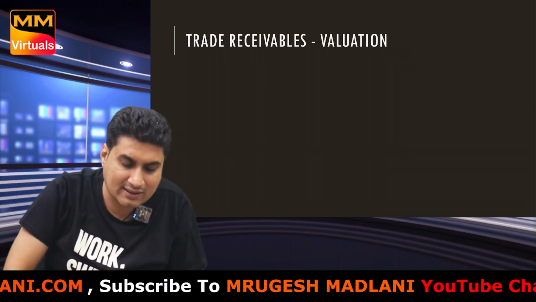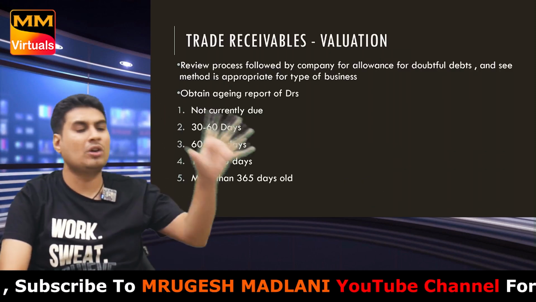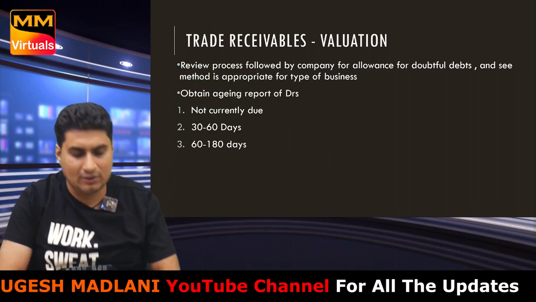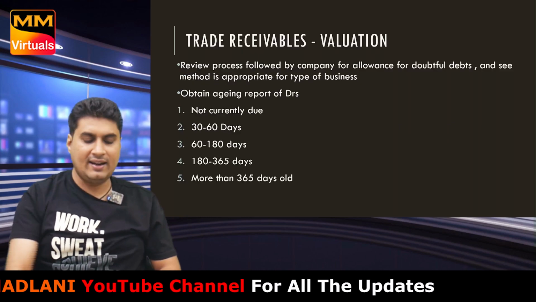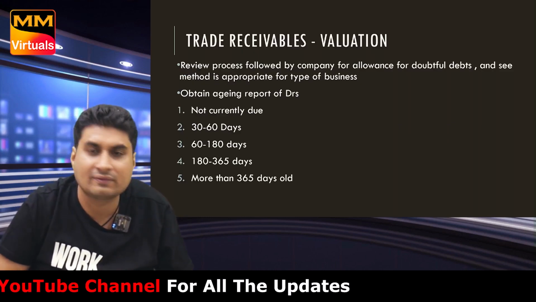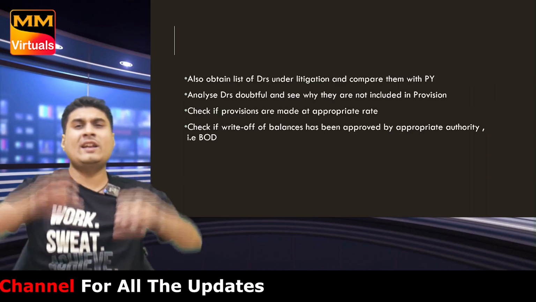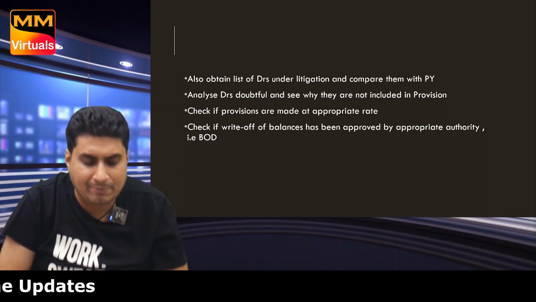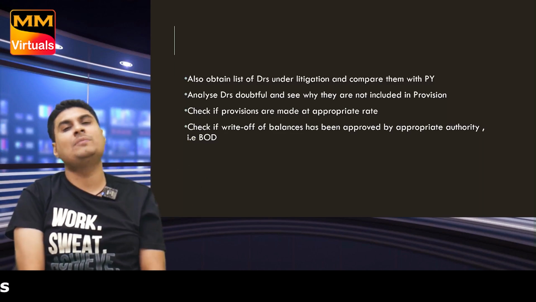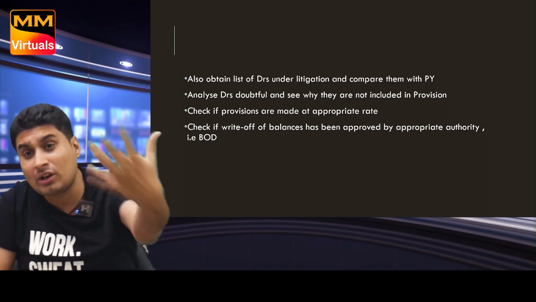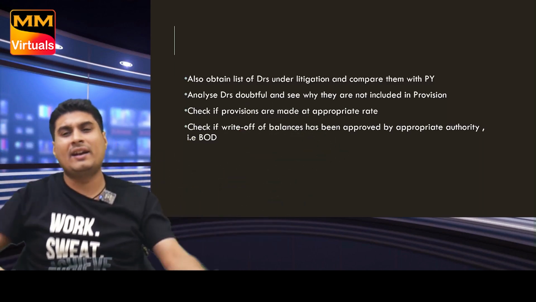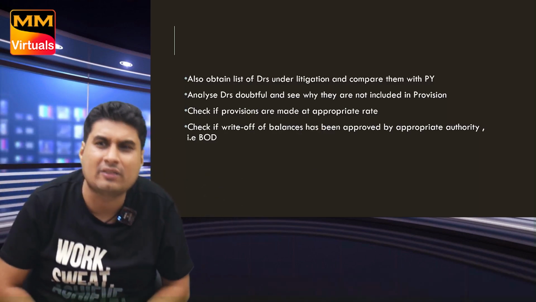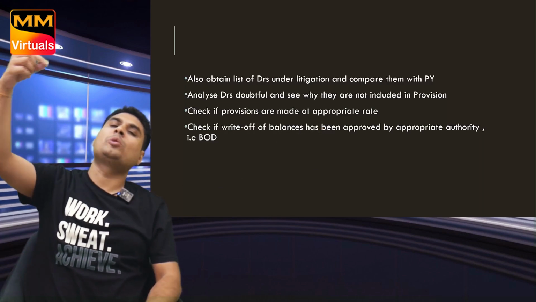Same thing. Discount is valuation. Valuation, what do you have to do? Classify all the debtors not currently due: 30 to 60 days, 60 to 180, 180 to 365, more than 365. Obtain a list of debtors, compare with last year. Analyze doubtful debts and see whether they are not included in provision. See that provision for debtors is done at a reasonable rate. For all outstanding for more than 1 year, 20%, 10%, whatever you feel adequate. Check all write-offs are authorized by the appropriate person.